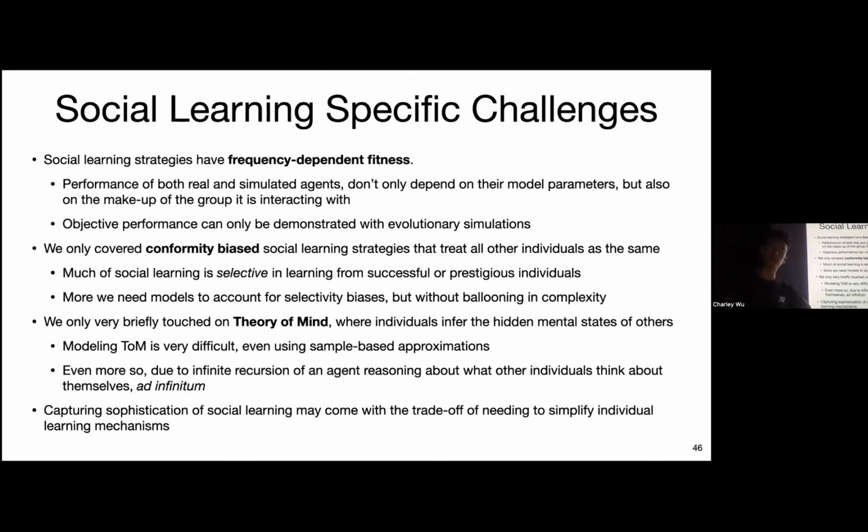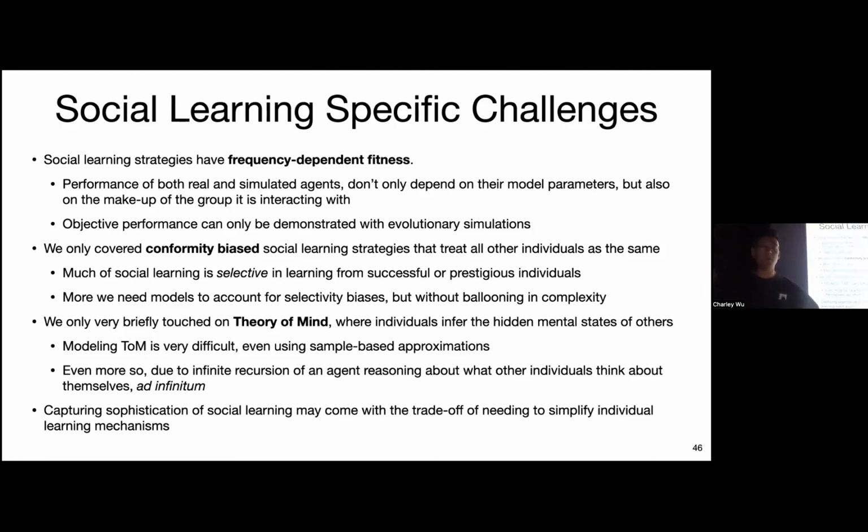We've also only covered conformity bias social learning strategies in tutorial 2, which are the social learning strategies that treat all other individuals exactly the same. As we saw with Ariana's talk this morning, even animals like meerkats, my apologies to them, even they have selectivity in how they learn from other people, right? They're more influenced by the dominant females, and human social learning is not any different. Much of social learning, in fact, is selective in learning from successful or prestigious or higher ranked individuals.